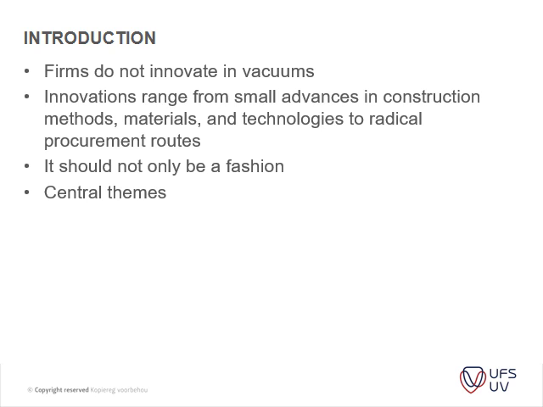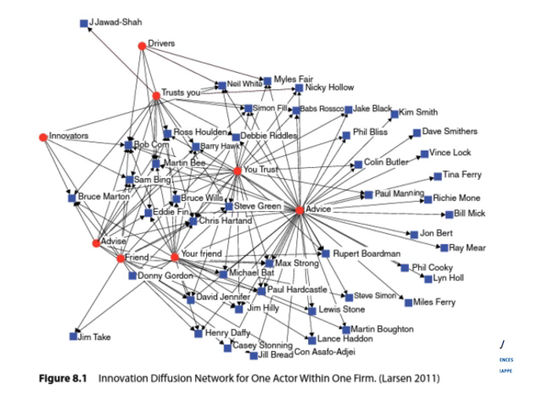So basically, the short and the long is in this research that they did is they basically looked at the bigger portion of the construction industry as a whole. Okay, so now what they found was that there's a couple of central themes that run all through the diffusion of information. Innovation, methods, materials, and technologies, and radical procurement. Okay, we spoke about that.